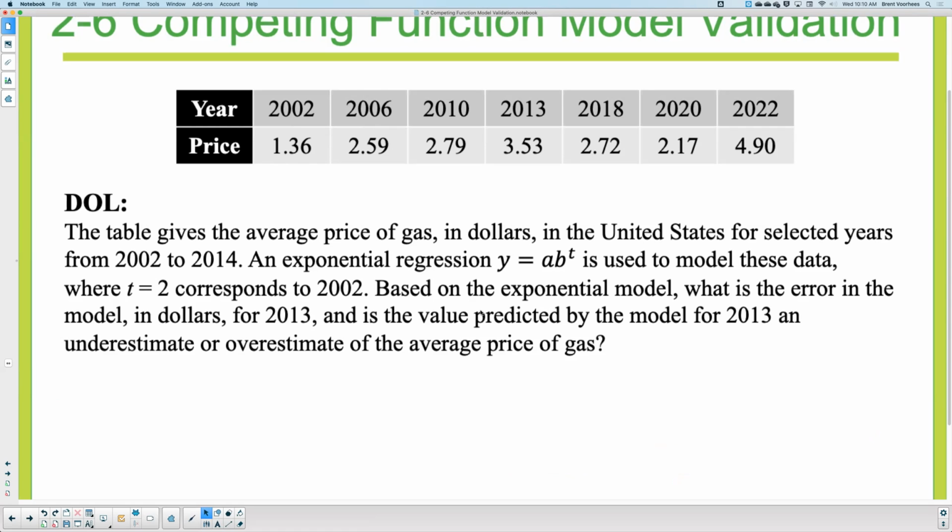I should have put the source on here, but this is the average price of a gallon of gas for the selected years from 2000. Oh, that's where you can tell it's me that did it. Is this from 2002 to 2014? No. What do I need to change that to? Change it on yours. 2022. Okay, there's your DOL. I want you to solve that one based off the information given.